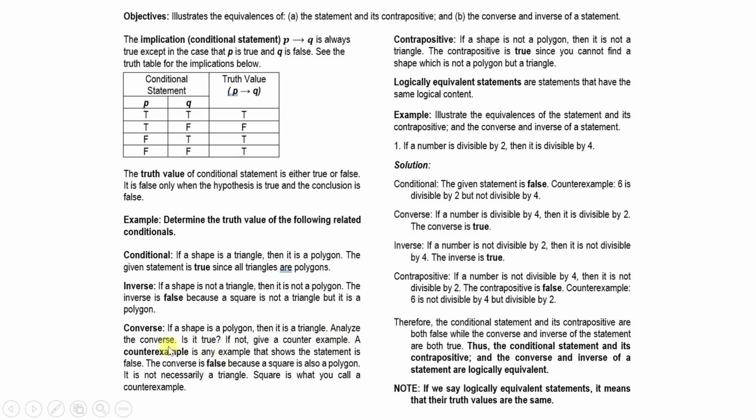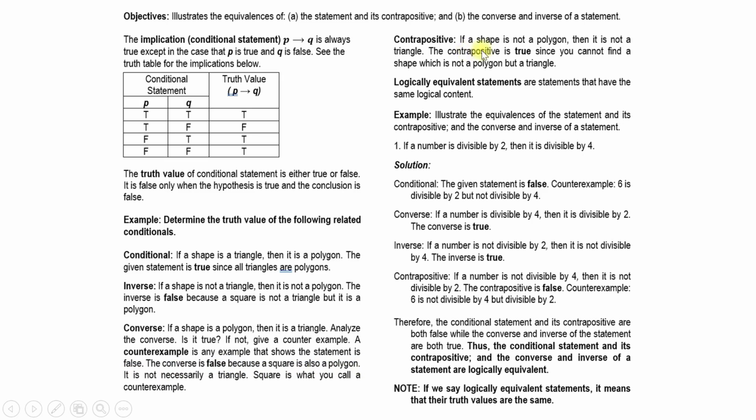Okay, analyze the converse. Is it true? If not, give a counterexample. If we say counterexample, class, that is any example that shows the statement is false. So, in other words, give an example that makes your statement false. The converse is false because a square is also a polygon.